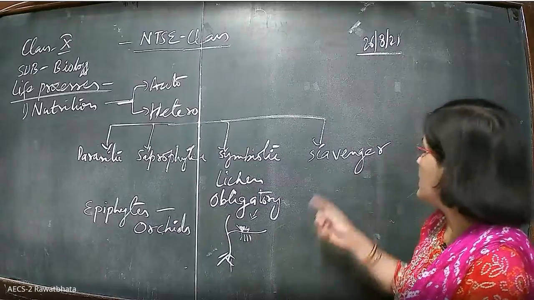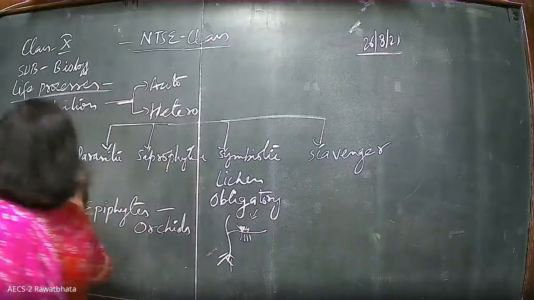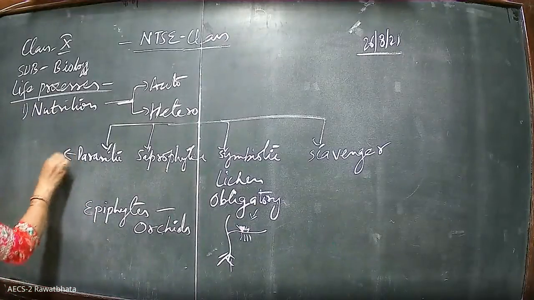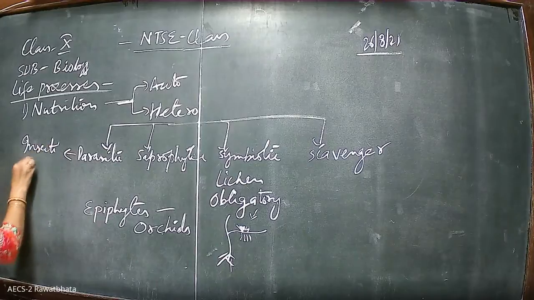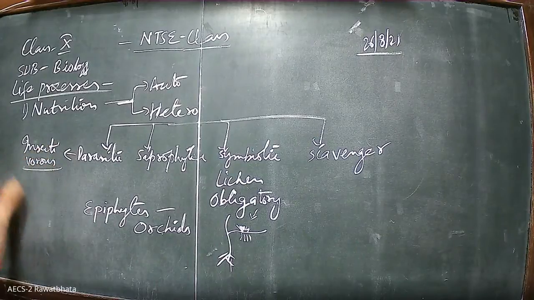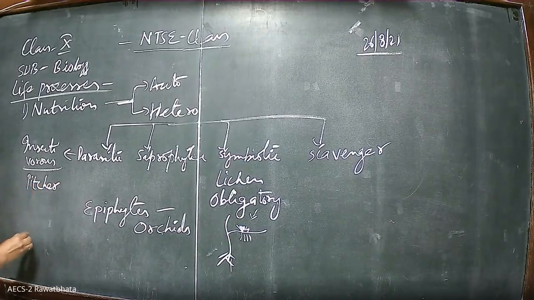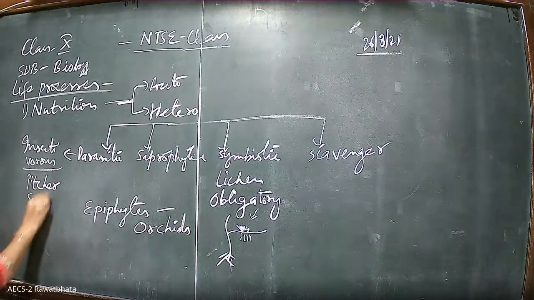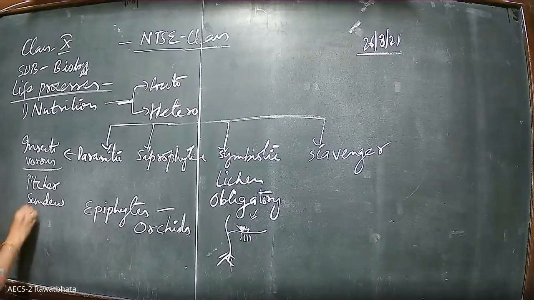Now here, once we are talking about parasite, partial parasites, insectivorous plants we have heard of. Insectivorous: pitcher plant is there, sundew or Drosera, Venus flytrap.